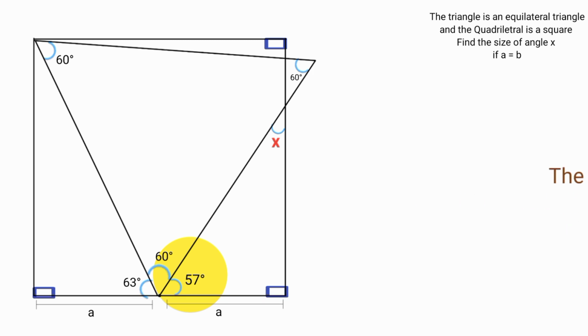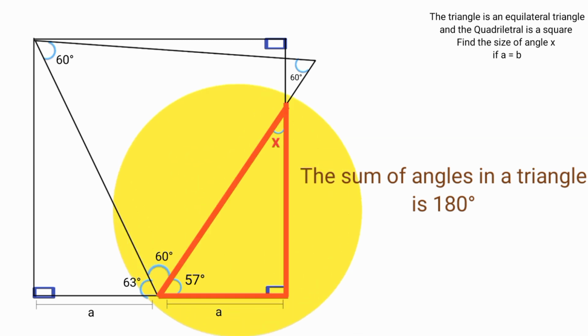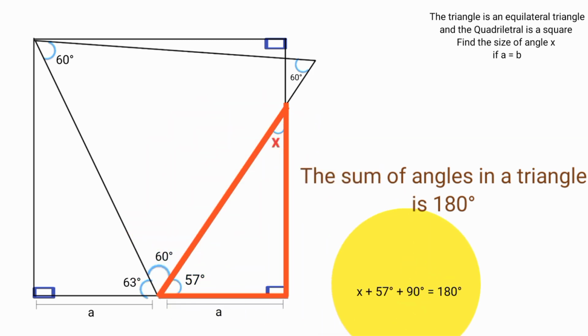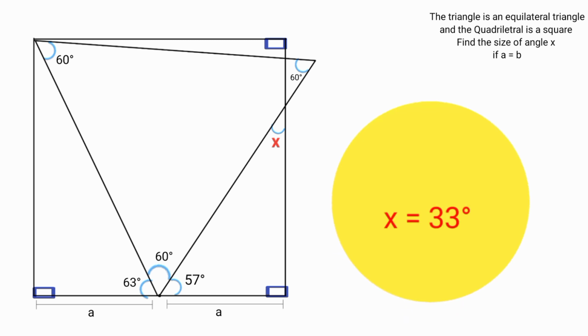Now based on the rule that the sum of angles in a triangle is 180 degrees, we can sum up the angles of this triangle here and equate them to 180 degrees. Summing up now, we are having x plus 57 degrees plus 90 degrees equal to 180 degrees. 57 plus 90 is 147. So x plus 147 equal to 180 degrees. Subtracting 147 degrees from both sides, now x equal to 180 degrees minus 147 degrees, which is 33 degrees. So based on the calculation we did, x equal to 33 degrees.